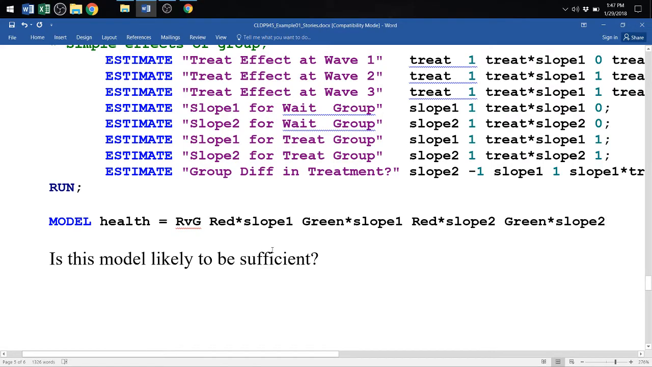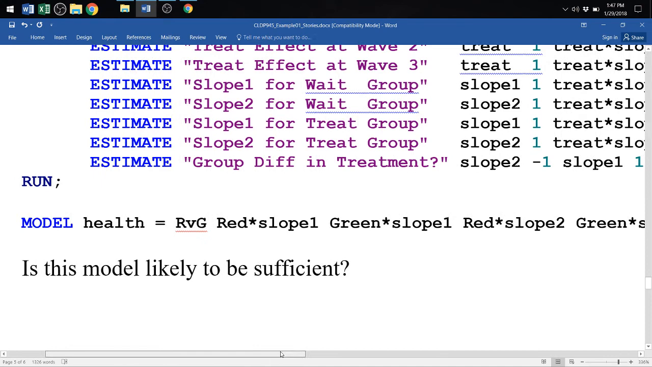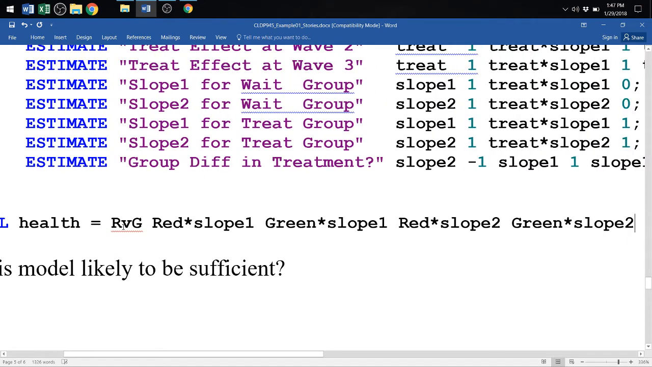So here I am making use of a couple new variables. Red versus green is my code for which group we're talking about. Who got treated first? Red is a dummy code that is equal to 1 if you're in the red group and 0 if you're in the green group. Green is the opposite. It's a dummy code that's equal to 1 if you're in the green group and 0 if you're red. So rather than casting the model in terms of group differences, I've decided to cast it in terms of what happened to each group specifically.